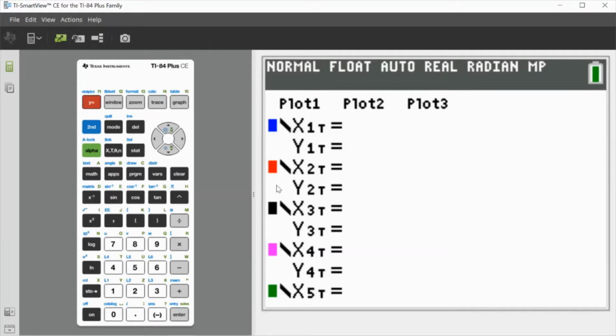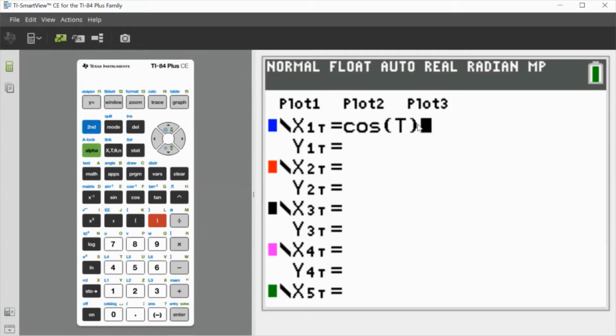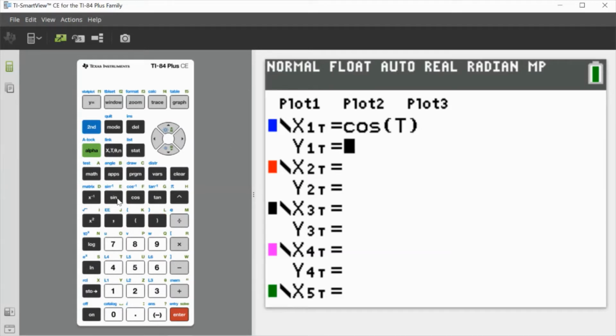So my parametric equations here, x was cosine t. And notice that when I hit this x button, now that I'm in parametric mode, the x button is now automatically defaulting to the t. And then my y was the sine of t. Okay, so I've got both of those entered, and I want to use the interval 0 to 2 pi.